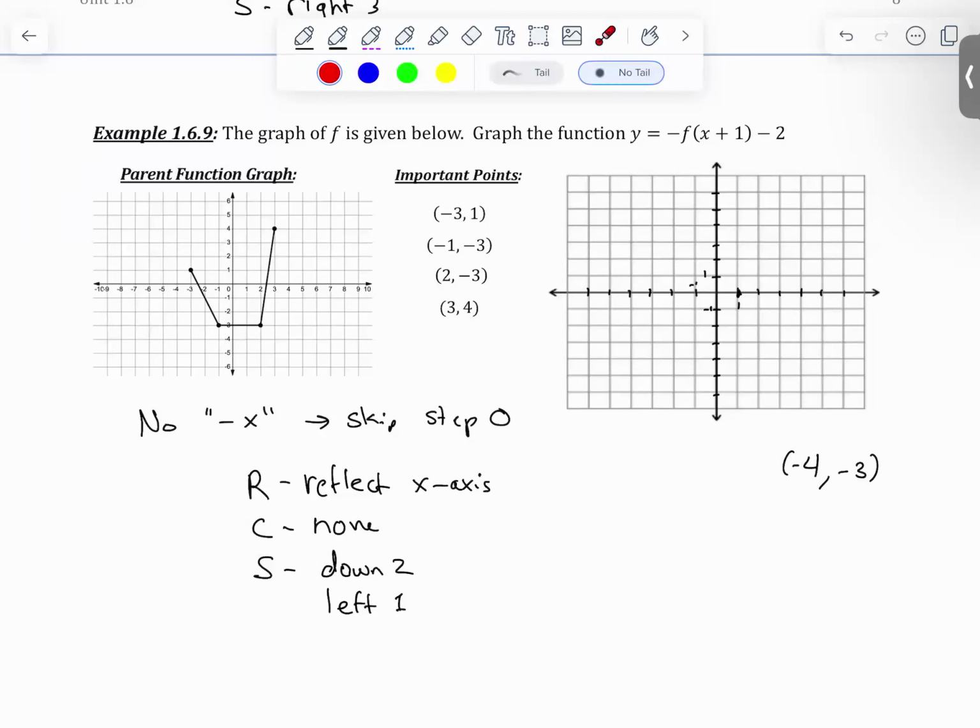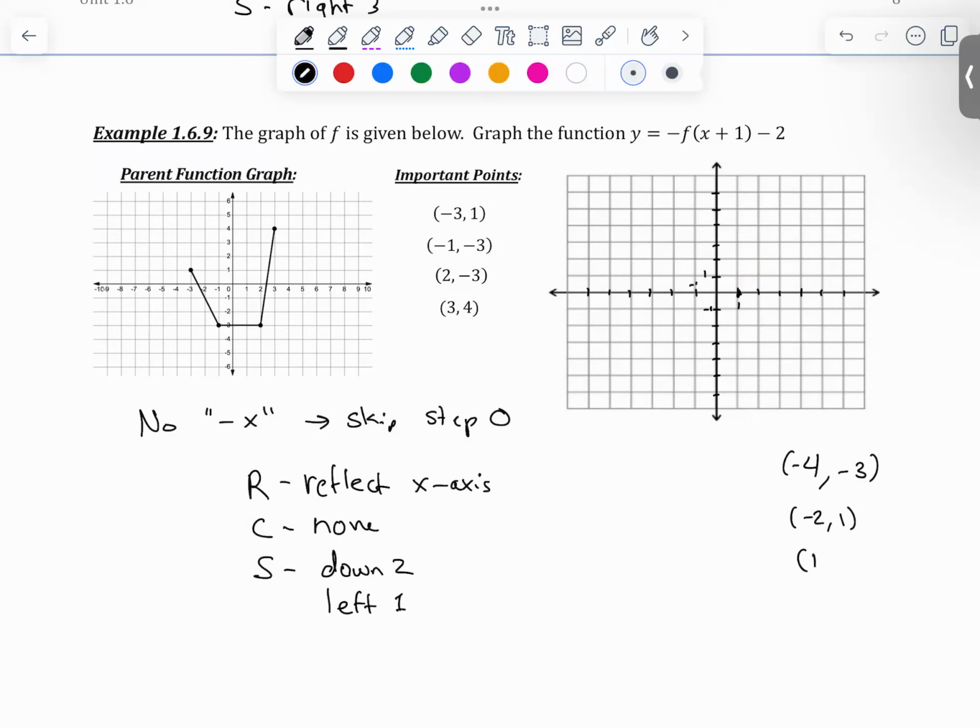Next, we will do the point (-1, -3). First, it gets reflected across the x-axis, so it gets shifted all the way up to (-1, 3). Then it goes down 2, and then to the left 1 to the point (-2, 1). Then the point (2, -3), reflect across the x-axis, so up to there, down 2, and then left 1 to the point (1, 1).